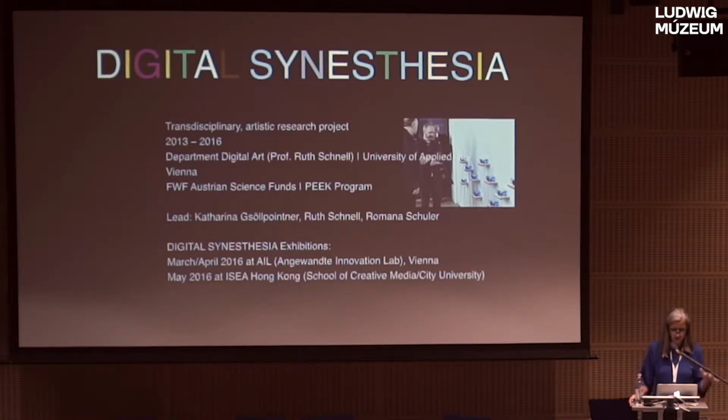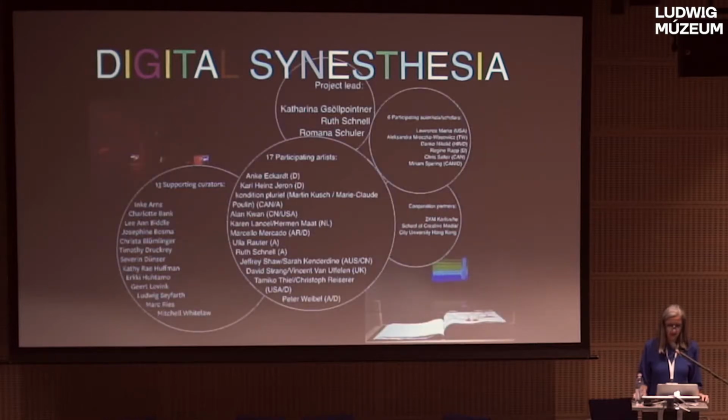To abbreviate the whole process, we had 2 exhibitions at the end of the project. One was shown in Vienna and one in Hong Kong, both in 2016. The project leads were myself, Professor Ruth Schnell, and Romana Schuler as an art historian. In the end we had 17 participating artists from all over the world. We worked together with 13 so-called supporting curators, also internationally known.